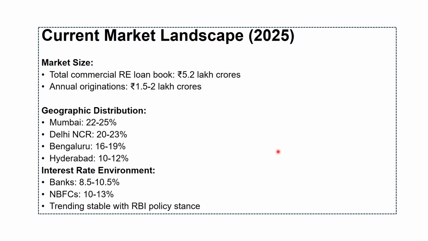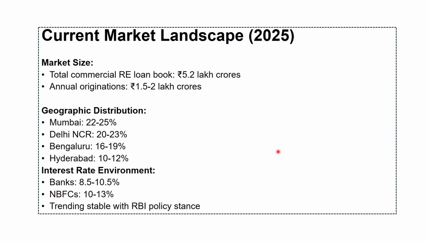Then we move to the current market landscape. So India's commercial mortgage market we are reviewing, and the total loan book is around 5.2 lakh crore, with 1.5 to 2 lakh crore in annual origination. Mumbai leads this at 20 to 25%, followed by Delhi NCR 20 to 23%, Bangalore after that 16 to 19%, and Hyderabad at around 10 to 12%.